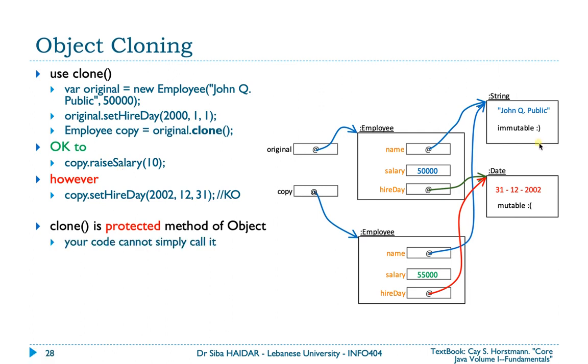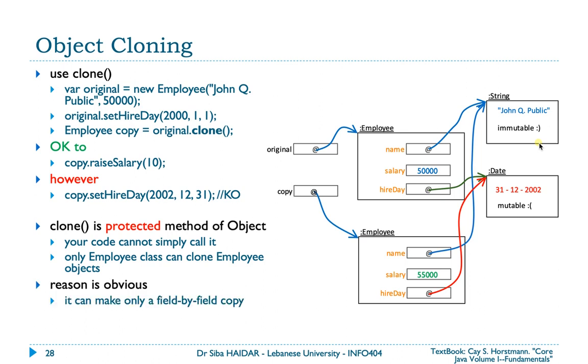So your code cannot simply call the clone method. Only the Employee class can clone Employee objects. The reason is obvious, because the Employee class knows if it is safe to clone an Employee object. It can make only a field by field copy. So we state here that the default cloning operation is shallow. You see, this is shallow.